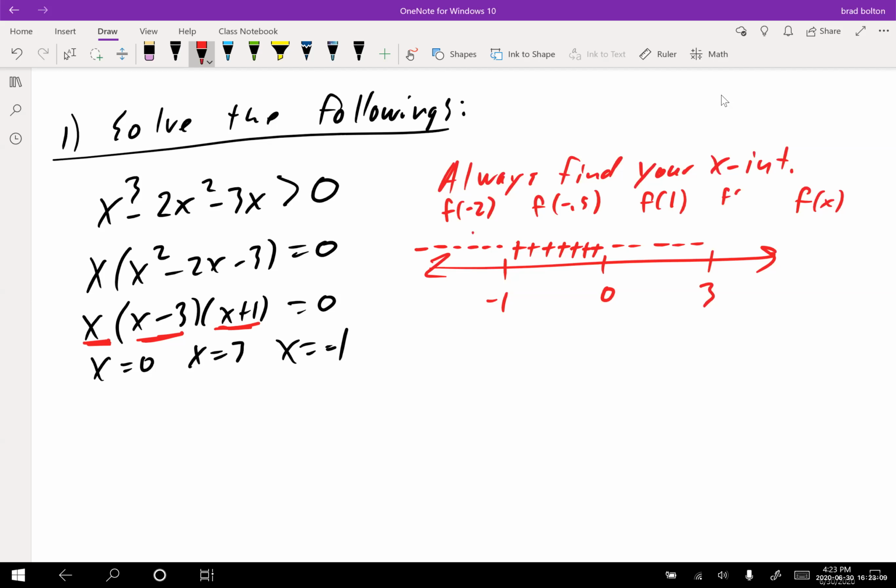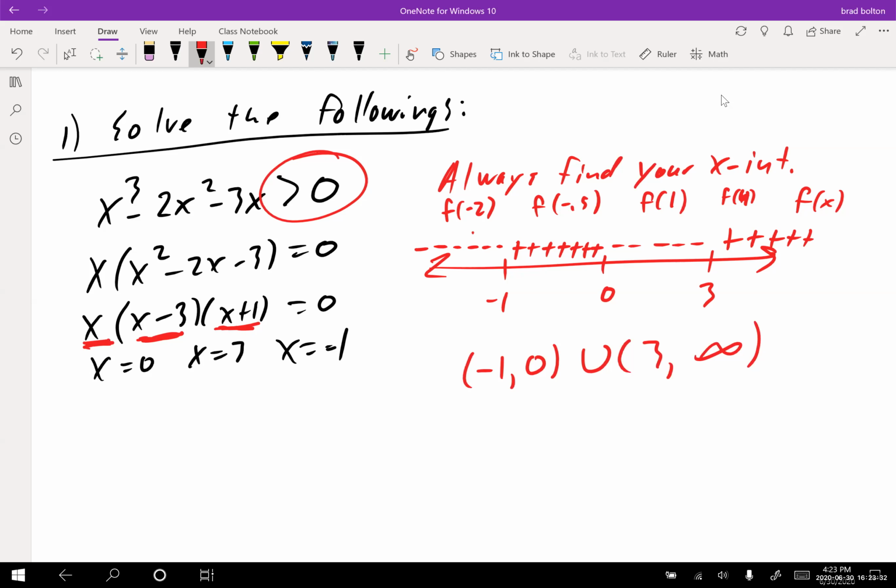And then now let's do f of 4, okay? A number right here to the right of 3. So this is positive, positive, positive. So this is positive, okay? So now the question wants to know when is this greater than 0? So I only care about the positives. So that means my solution is negative 1 to 0 union 3 to infinity. And that's all you do. That's how you do this entire section, okay?